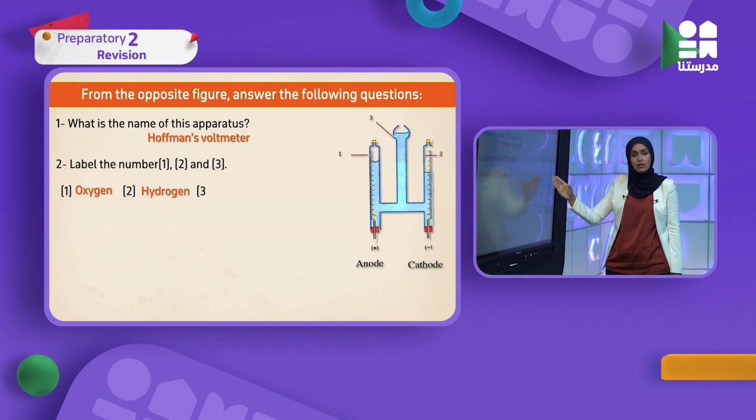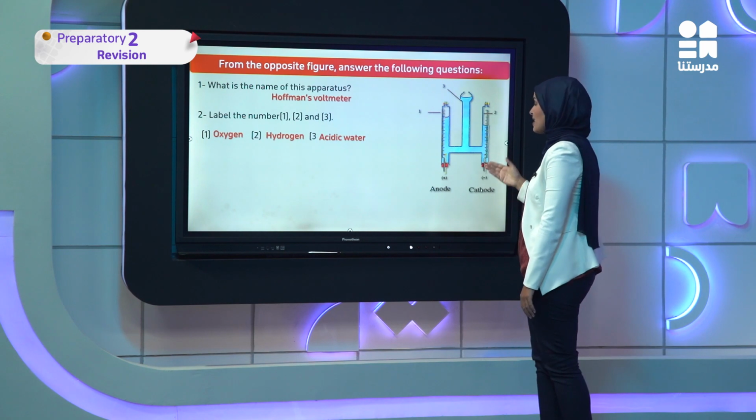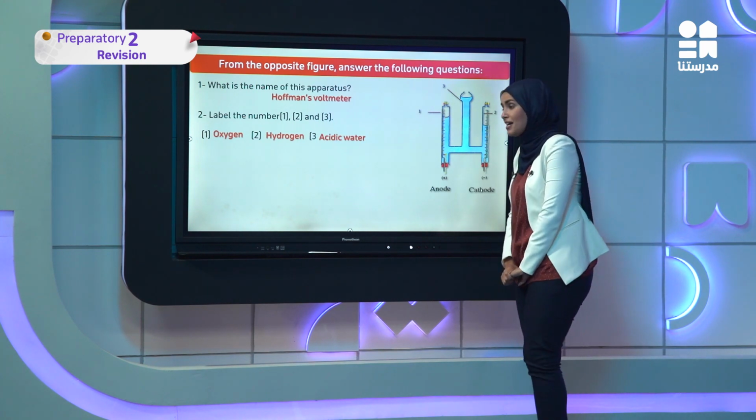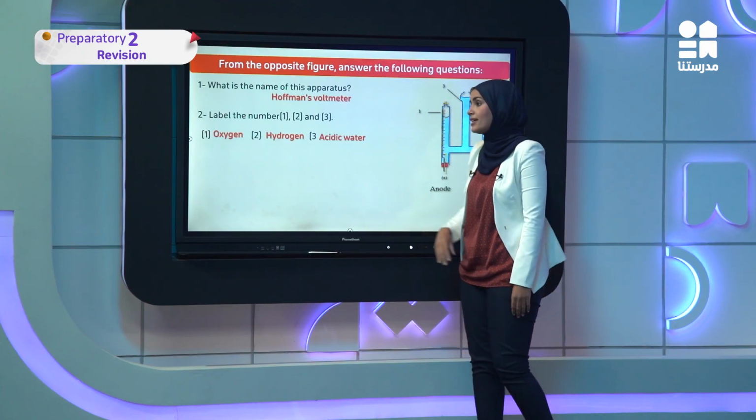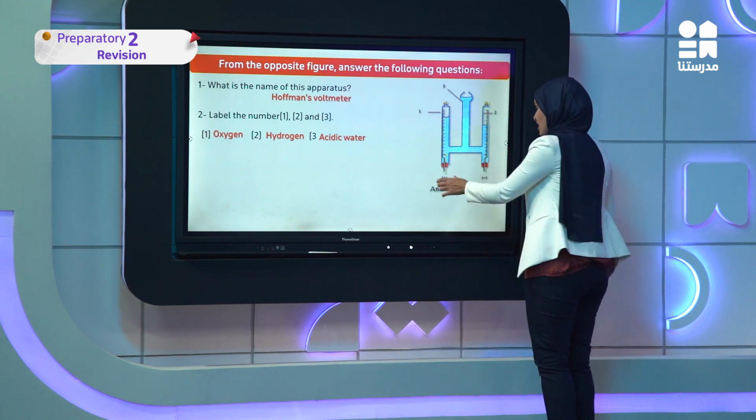So what is number 3? It's the liquid that I put to analyze. What is this liquid? It's acidic water. Can I say tap water here? Can I say mineral water? No. Why? Because I need a good conductor of electricity, which is acidic water. So always in number 3 in Hoffman's you have to write acidic water because it's a good conductor of electricity. Don't forget I have an anode and a cathode, because I'm going to connect it to electricity.